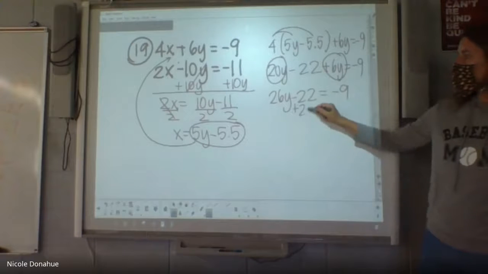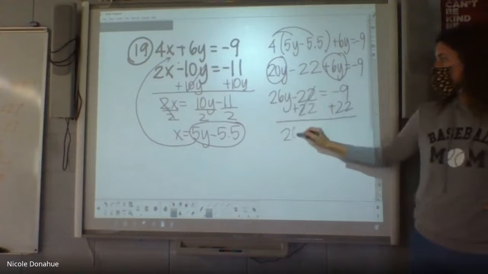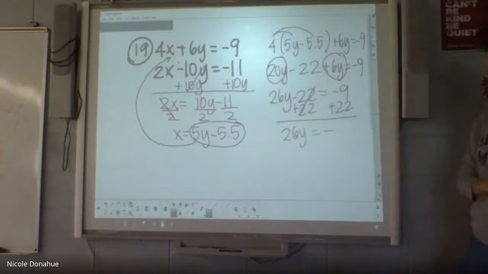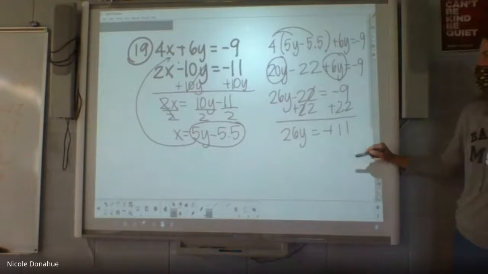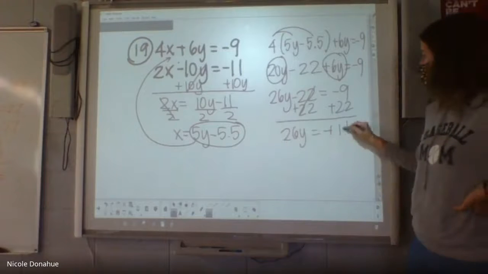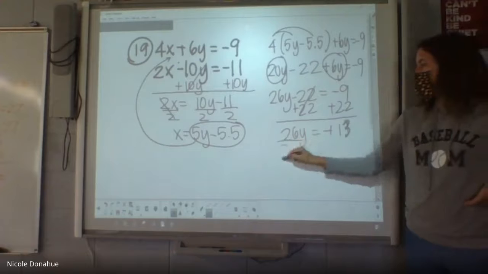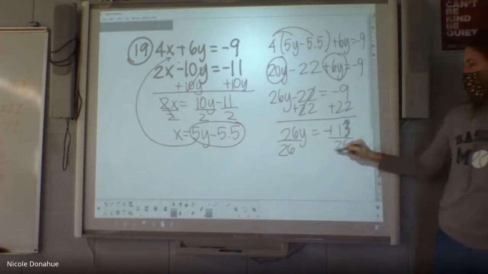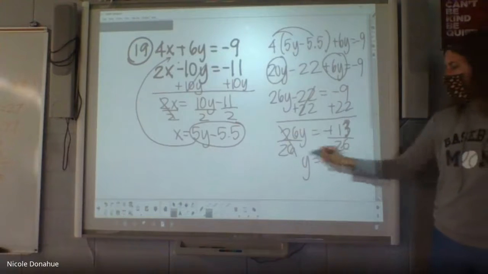Okay. Put these two together. So I get 26y. Move this back over. It's going to be a negative, or sorry, positive 13. Sorry, I was like, that doesn't sound right. I can divide 13 by 26. So y ends up being 13 over 26, which is just a half.